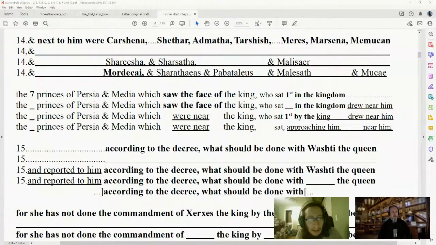Now, if you take a look at verse 14, the alpha text is completely missing the first half. It doesn't mention the names at all. The alpha text does not mention the names. It also does not have any of verse 15. So as we said before, the alpha text is shorter.